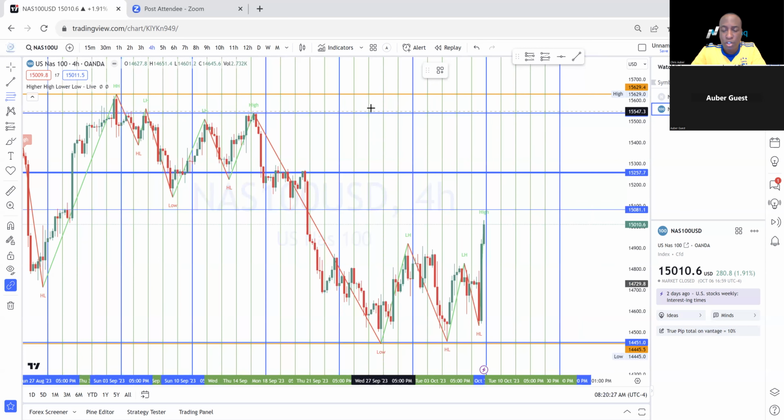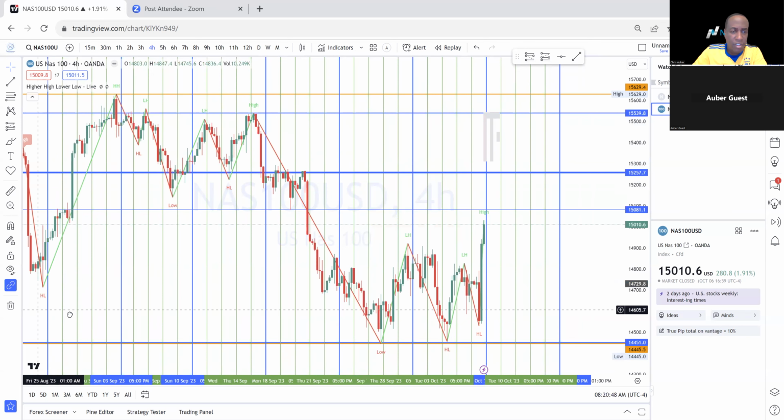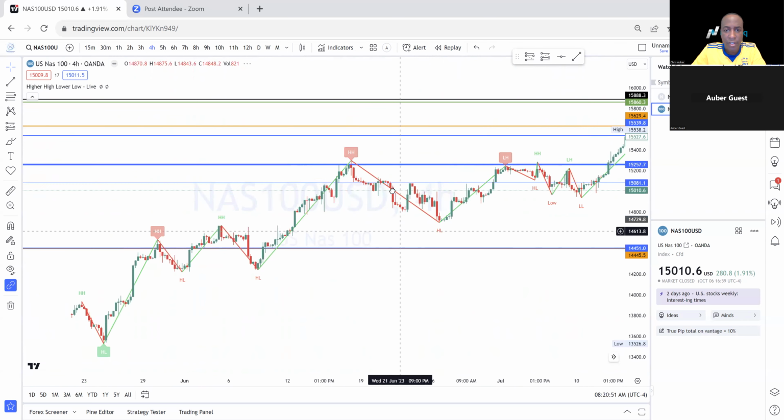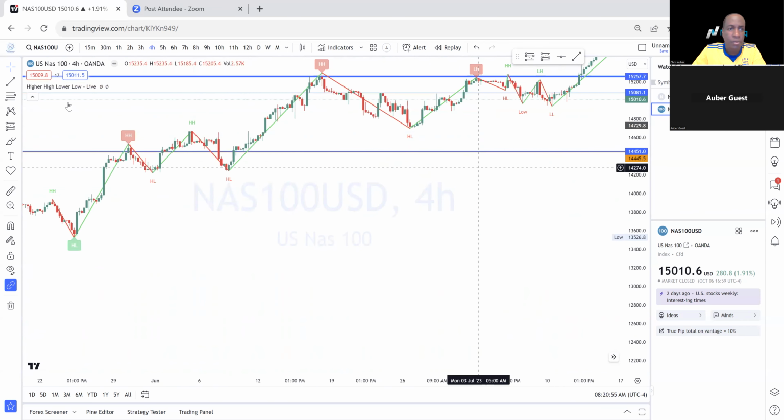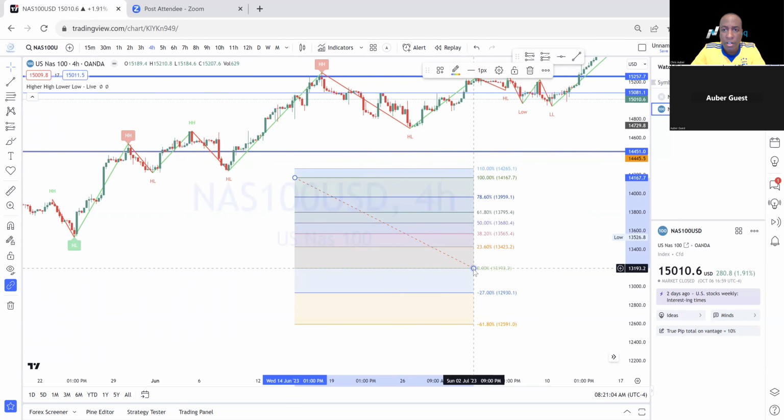So first and foremost, I'm just going to show you the levels that I use on the tool, and then we will get right into it. Let me try it on a cleaner part of the chart where I have less lines. So we go here, for example, and I put my tool. Now you will notice on here that I have a 110% level, I have a 100% level, I have a 78.6, I have a 61.8, I have a 50, I have a 38.2, I have a 23.6, I have a 0, and I have a minus 27 and a minus 61.